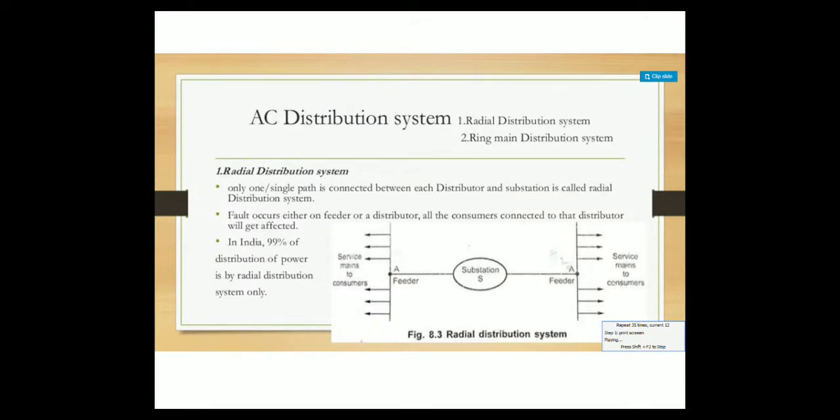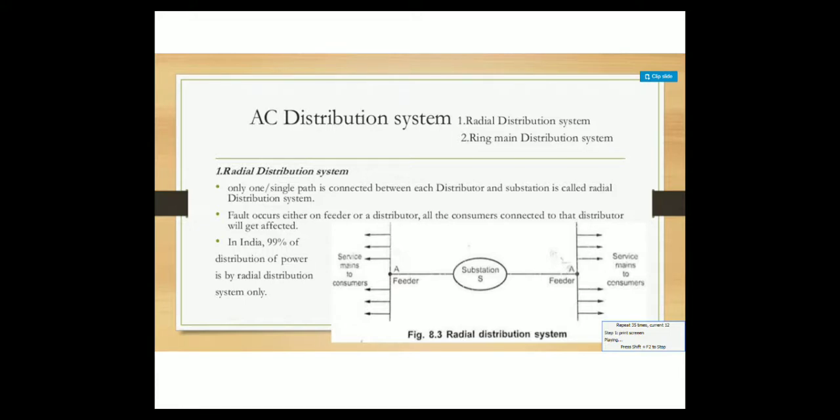This is the AC distribution system. Mainly AC distributions are classified into different types. We are going to discuss only the main types, that is the radial distribution system and the ring main distribution system. This is a layout of a radial distribution system where there are two feeders.